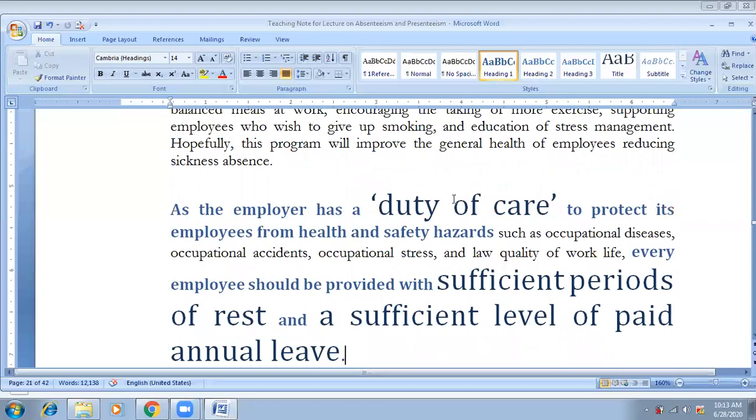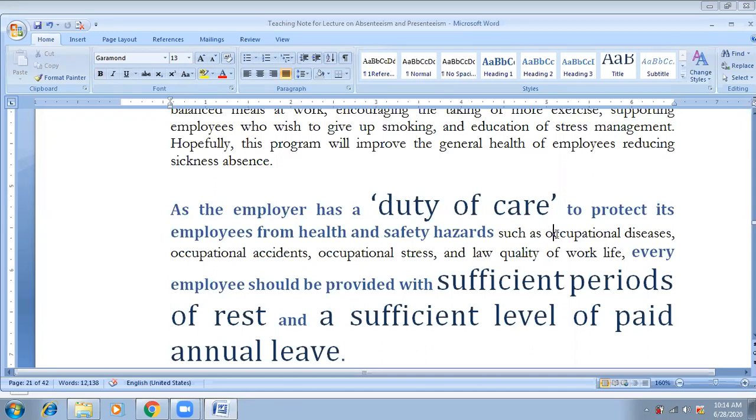As the employer has a duty of care to protect its employees from health and safety hazards, normally in an organization there are basically two environments. One is the socio-psychological environment. The other one is the physical environment. Within the socio-psychological environment, mainly there are two health and safety hazards: occupational stress and low quality of work life. As far as the physical environment is concerned, there are two major hazards: occupational diseases and occupational accidents.